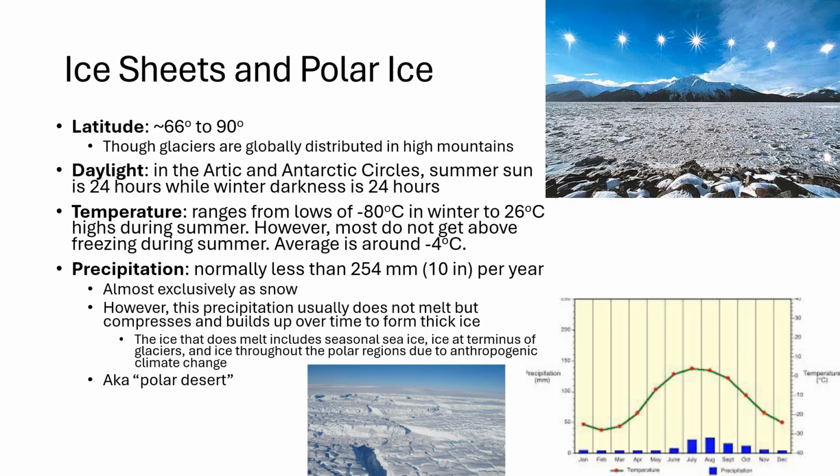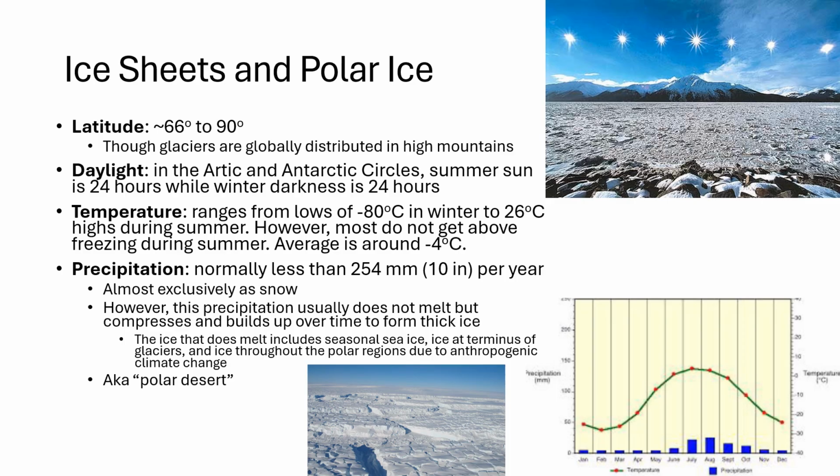The temperature is just very, very, very cold, and precipitation is very low, but that precipitation that falls typically doesn't melt and just builds up as layer over layer over layer of snow that compacts down into ice. So you have the formation of these ice sheets, ice fields, etc.